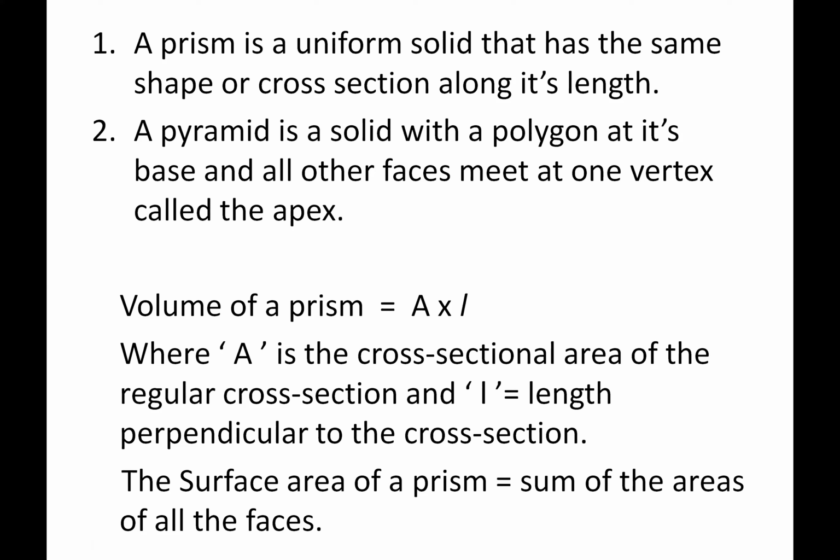Session 5 speaks about volumes and surface areas of simple right solids. We are looking at, firstly, prisms and pyramids. But the prism is the first one we look at. And a prism is a uniform solid that has the same shape or cross-section along its length.